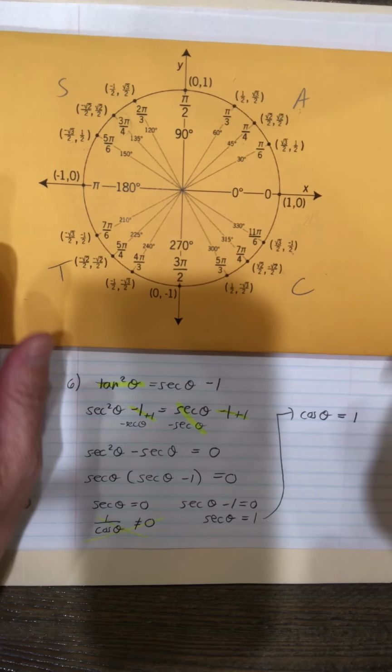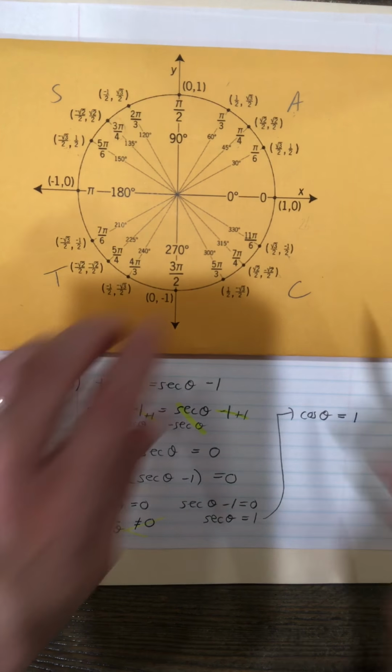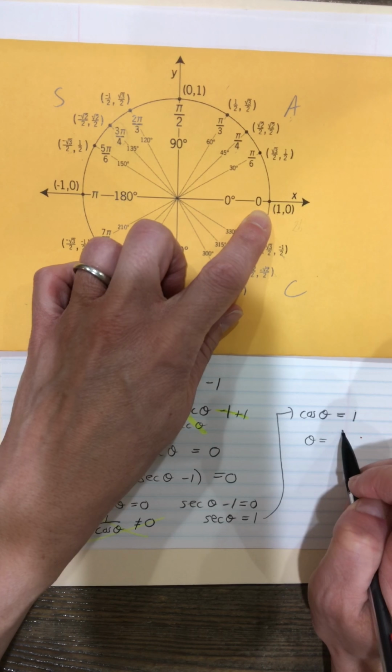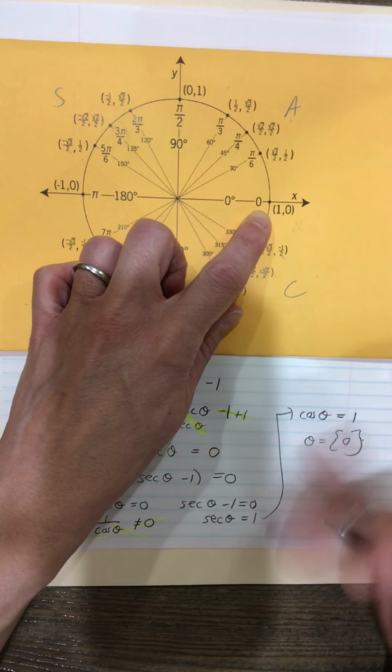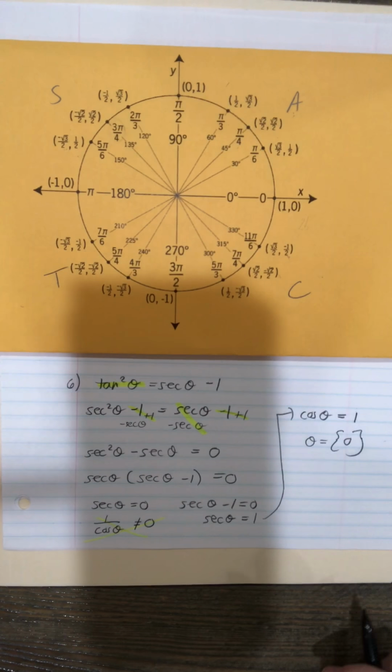So let's take a look. When is my x value 1? I look at my unit circle. My x value is 1 right here at 0, and that's it. Because we're looking at 1 revolution, and 0 is the only time between 0 and 2 pi, inclusive of 0, where cosine is 1.